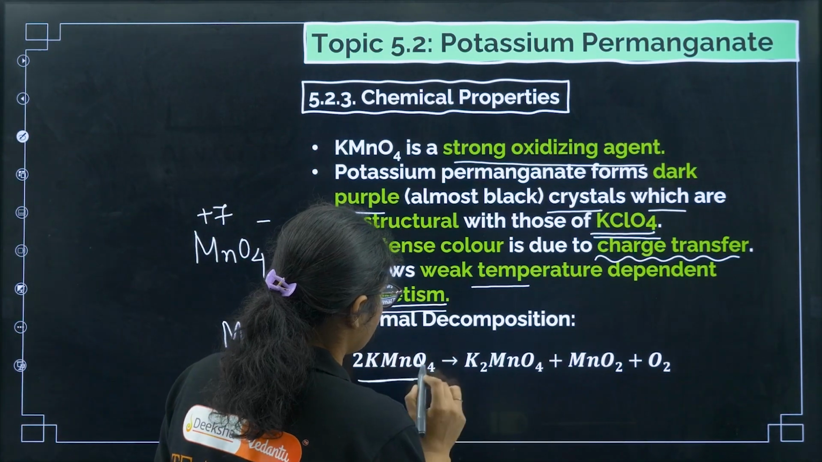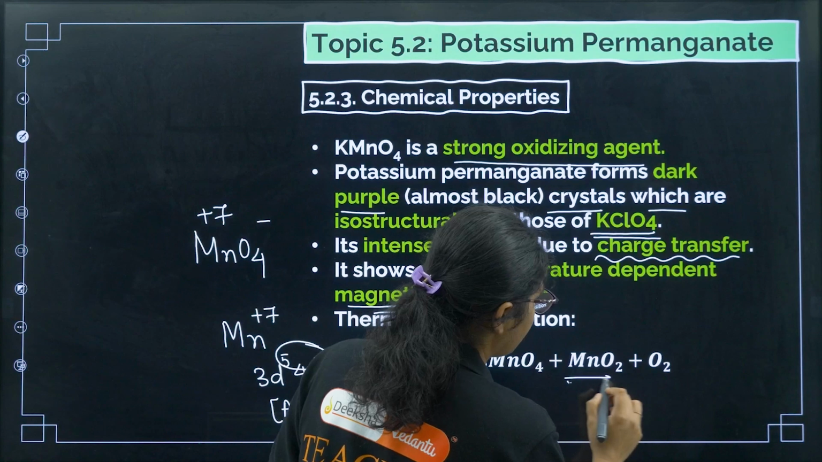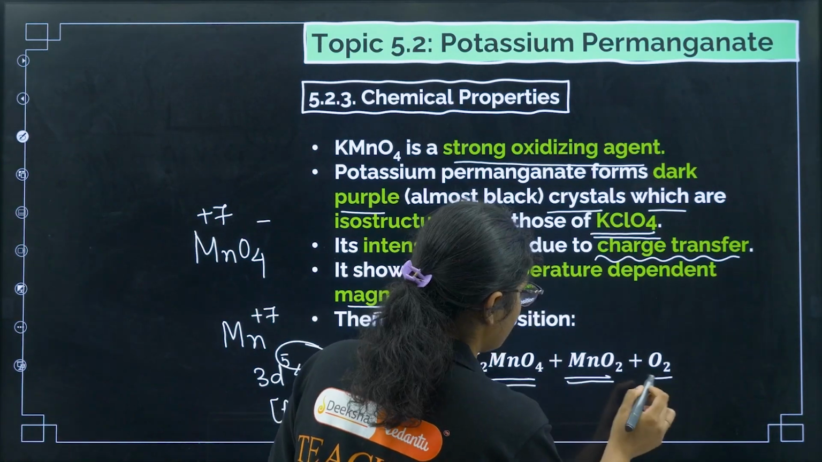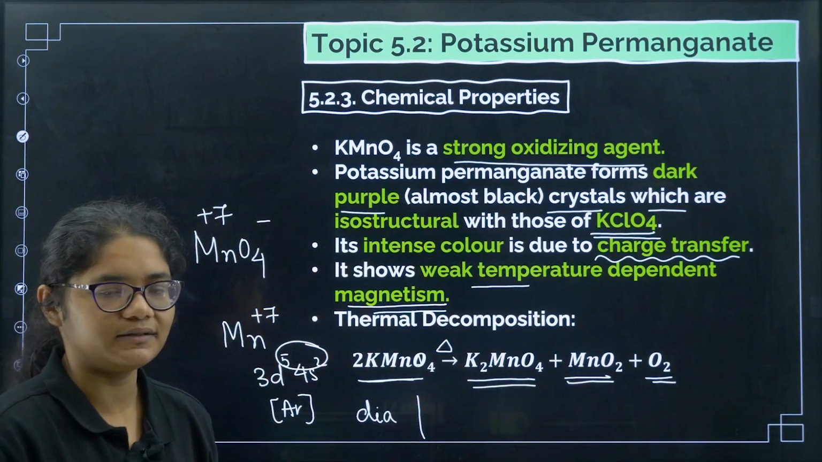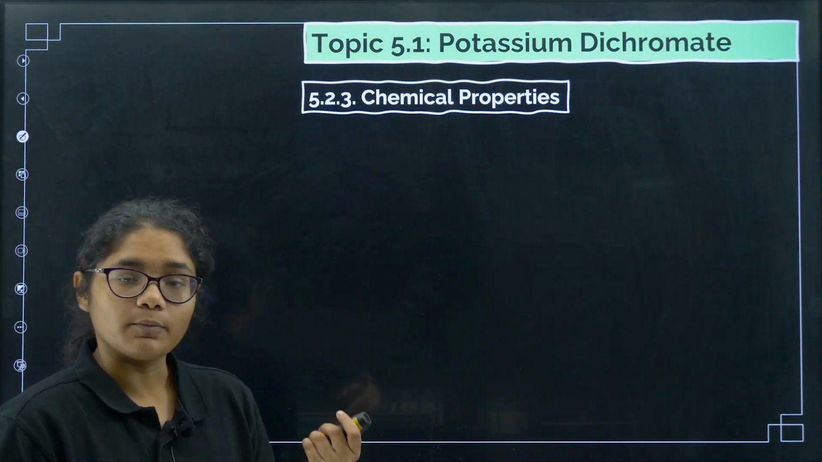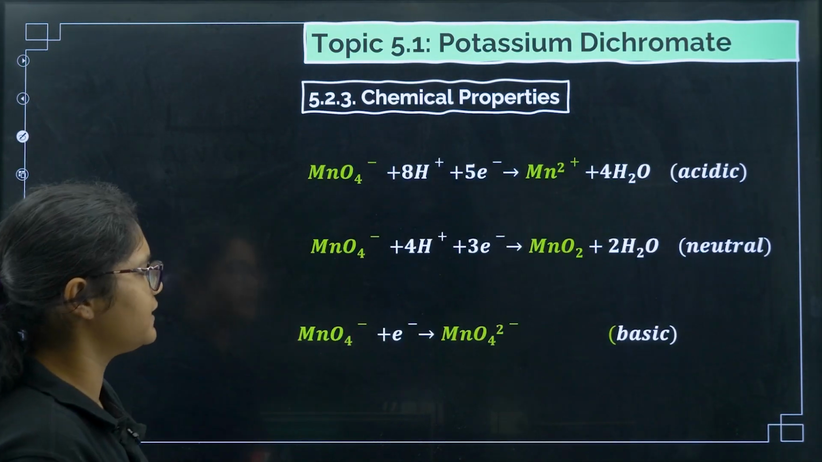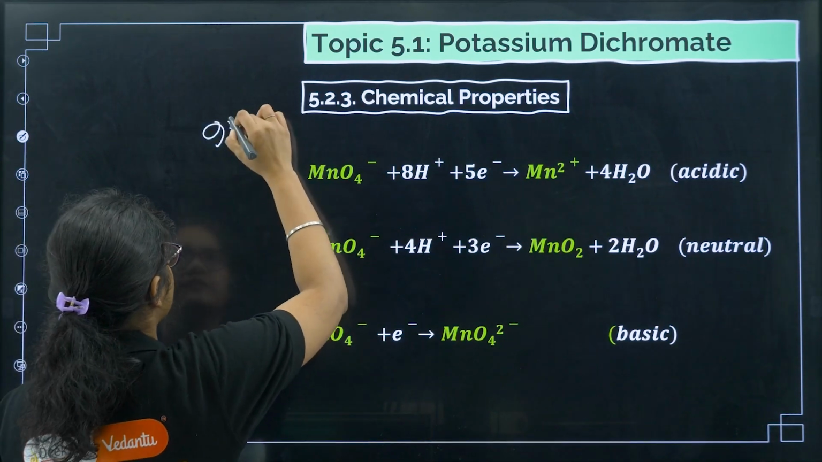So KMnO4, if you heat it we will get MnO2, K2MnO4 and O2. Okay, so you can just remember this reaction. Now coming to the chemical properties, that is the oxidizing nature. This is a very important slide.